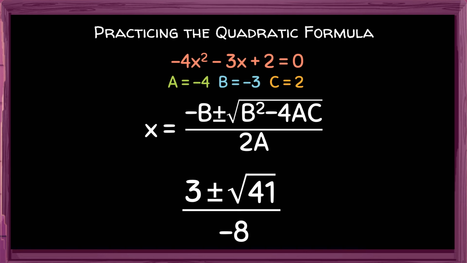That's right, Wendigo. When we put it all together, we get 3 plus or minus the square root of 41, all divided by negative 8. But Mr. C, what is that? I don't know what the square root of 41 is, so how am I supposed to figure out the answer? Good question, Ruby. This is why I said this problem is harder than the last two.